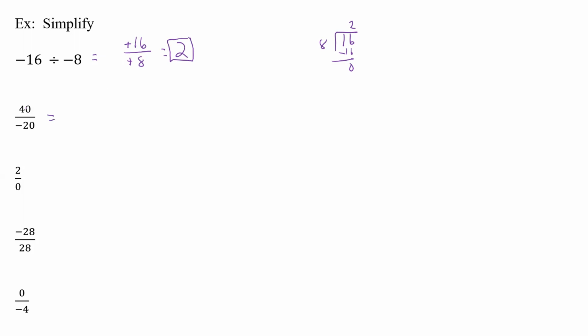Now the next one, 40 divided by a negative 20. I have a positive divided by a negative, which tells me my answer is going to be negative. Now I just have to take 40 divided by 20. That's going to go 2 times. That gives me 40. Subtract that off, I get 0. So I get a negative 2, because I had the negative from the denominator and 2 for the actual division.